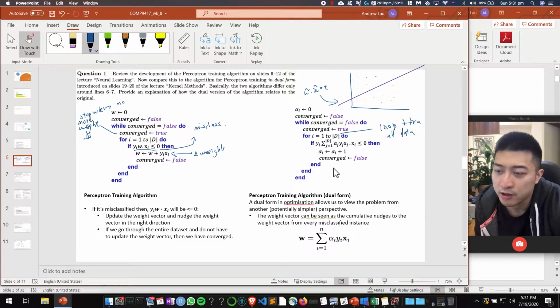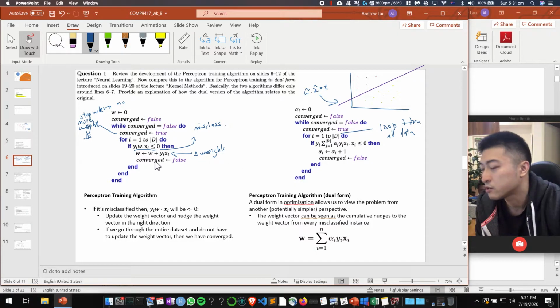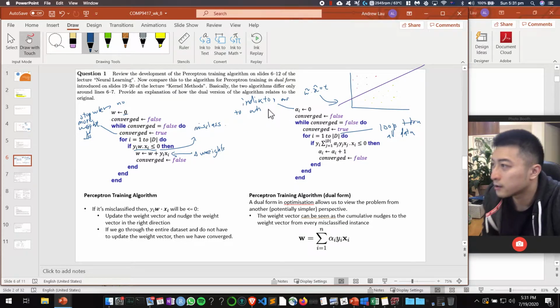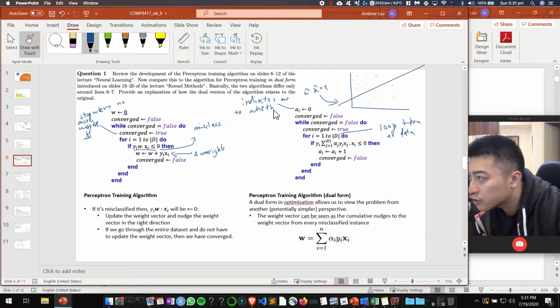the weight vector you can think of as the cumulative bumps and nudges every time there's a misclassification. So the weight vector is just the cumulative bumps and nudges from all the misclassifications in the data, just based off this. You will remember the weight only changed when there was a misclassification, and we initialized it as 0 anyways. So this alpha here, you can think of it as an indicator as to whether to bump or nudge.